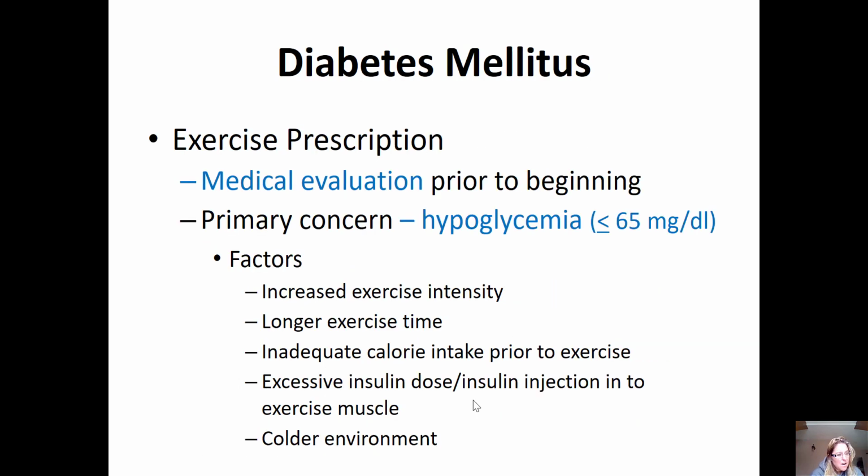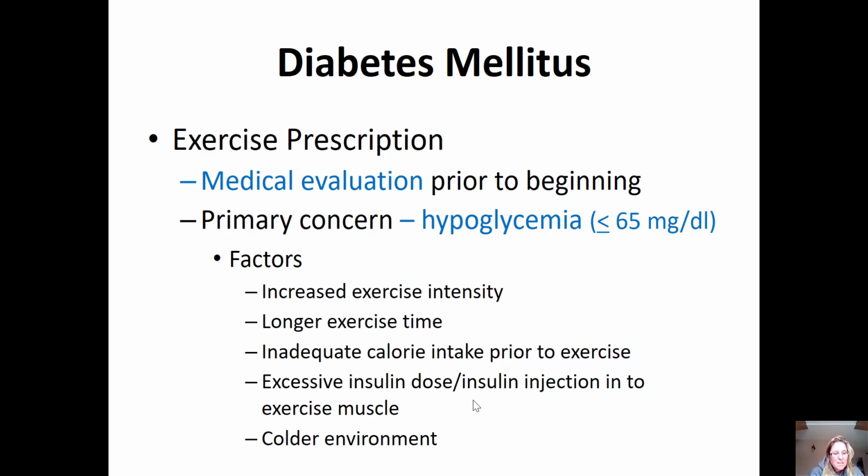So as far as exercise prescription, people who are diabetic definitely should have a medical evaluation before beginning. So if I was going to train a client who's diabetic, I would say please contact your physician, get a release from your physician prior to exercising with me. A big concern of people who have diabetes is hypoglycemia, so having low blood sugar levels.